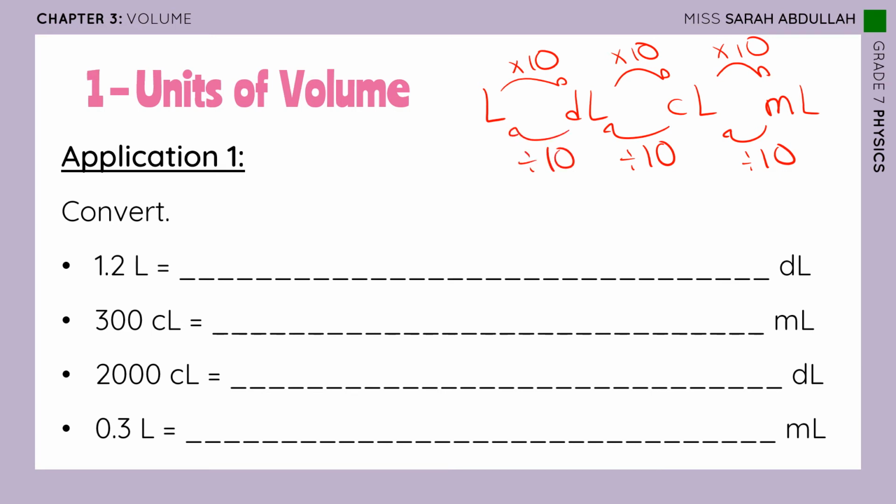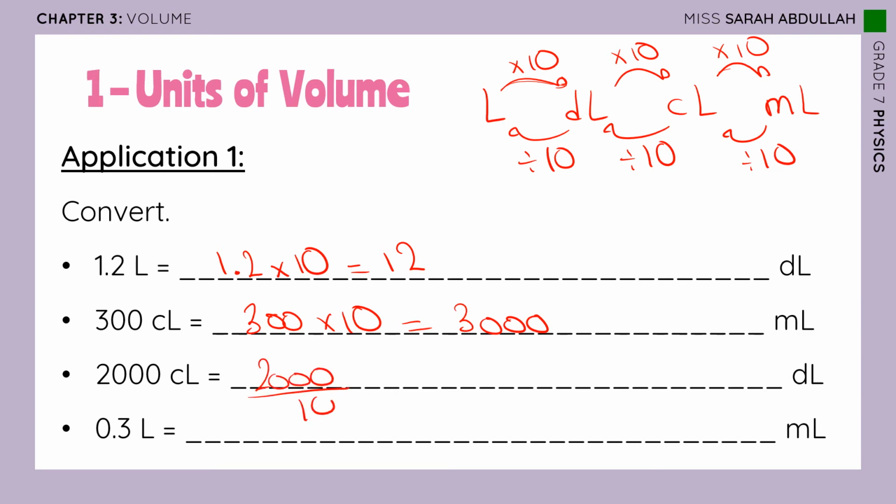So I have 1.2 liters. I need to convert to deciliters. From liter to deciliter, I multiply by 10. So I say 1.2 times 10. This is equal to 12 deciliters. How about 300 centiliters? I need to convert to milliliters. I multiply by 10 also. So 300 times 10. This is 3,000 milliliters. How about 2,000 centiliters? I need to convert to deciliters, so I divide by 10. So I say 2,000 over 10 equals 200 deciliters.